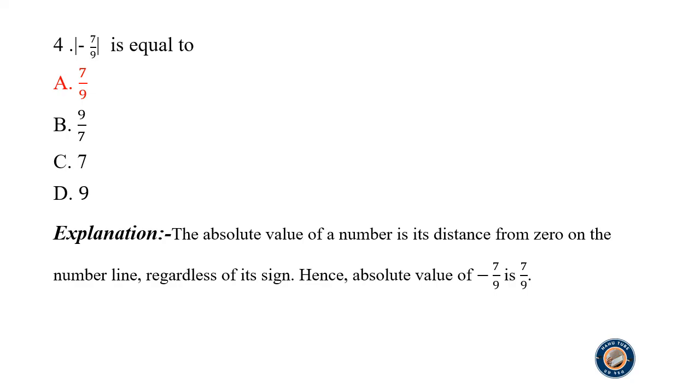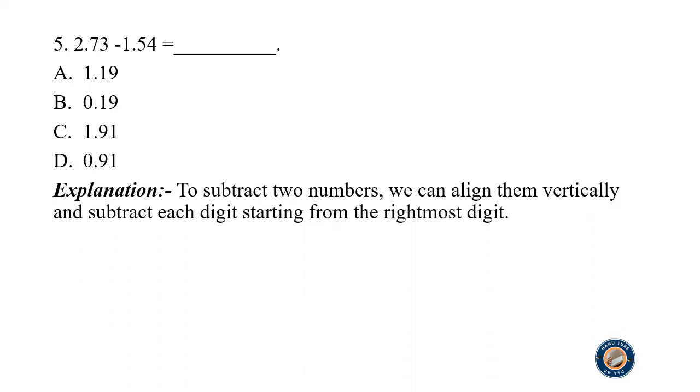Question number 5. 2.73 minus 1.54 is equal to dash. A. 1.19, B. 0.19, C. 1.91, D. 0.91. The answer will be 1.19.